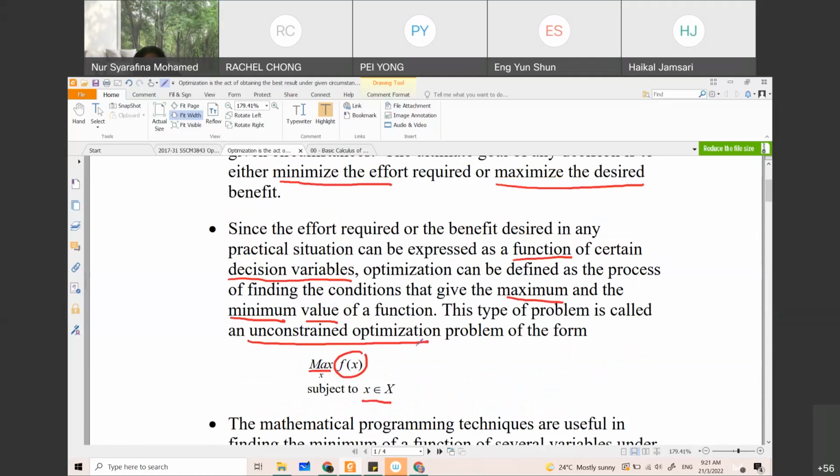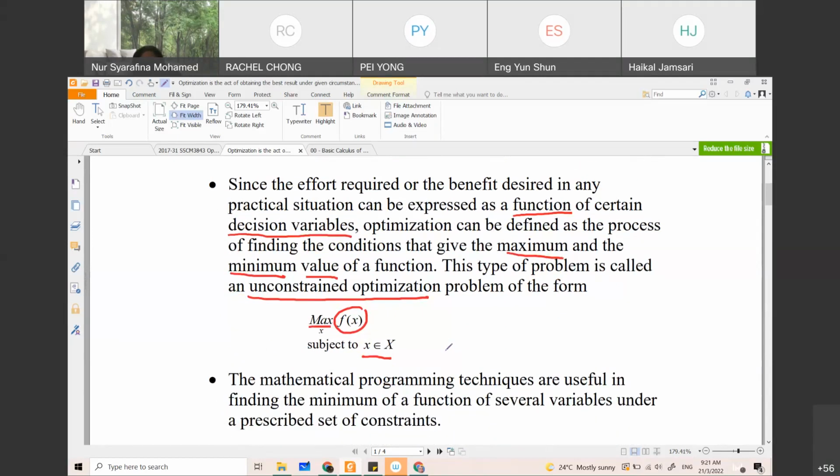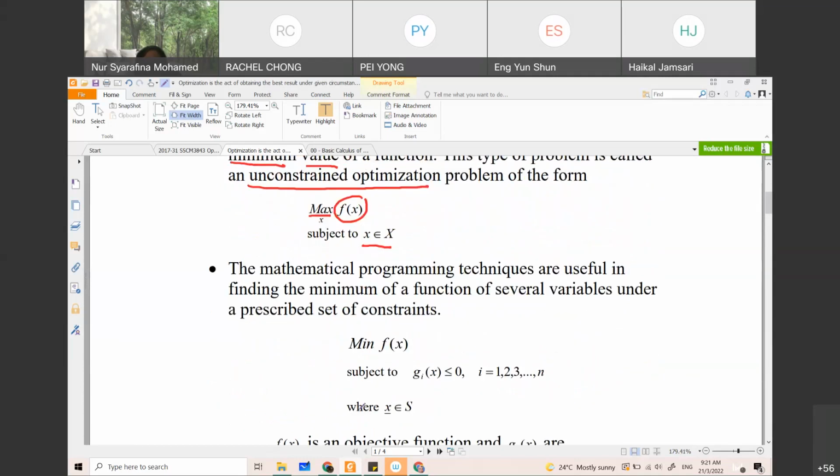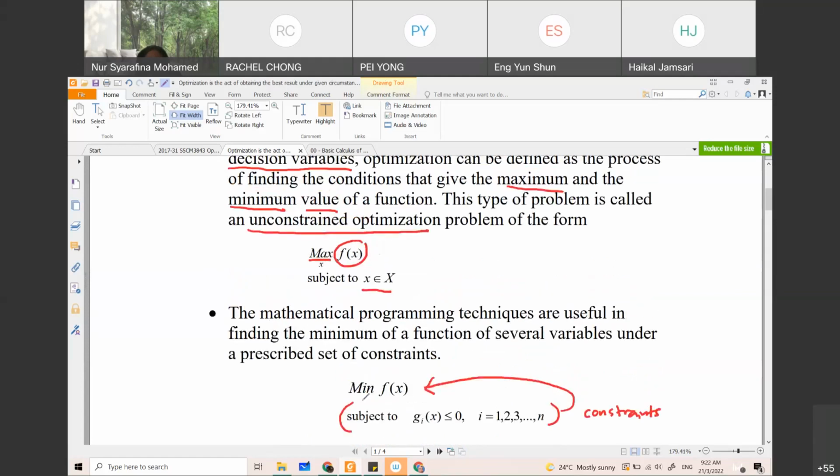What about constrained optimization? So for constrained optimization, of course, we have certain types of constraints. So the mathematical programming techniques are also useful in finding the minimum or maximum of a function of several variables under a prescribed set of constraints. So if we have another function defined on the function that you want to maximize or minimize, we call it a constrained optimization problem. Okay, clear? Can you see the difference between unconstrained and constrained optimization?